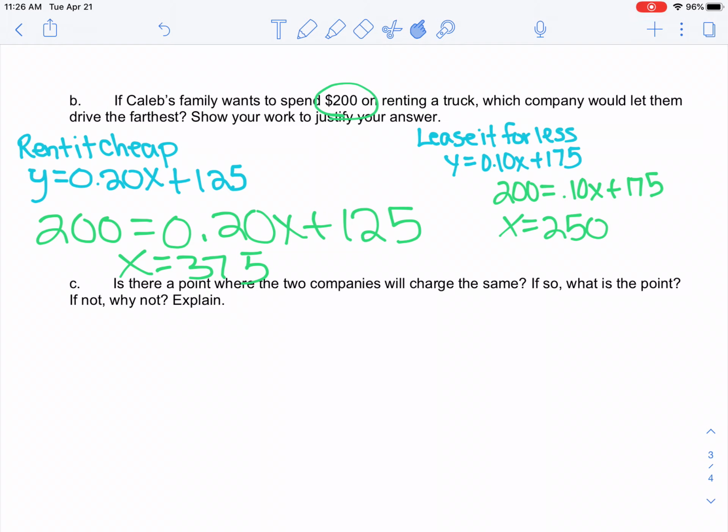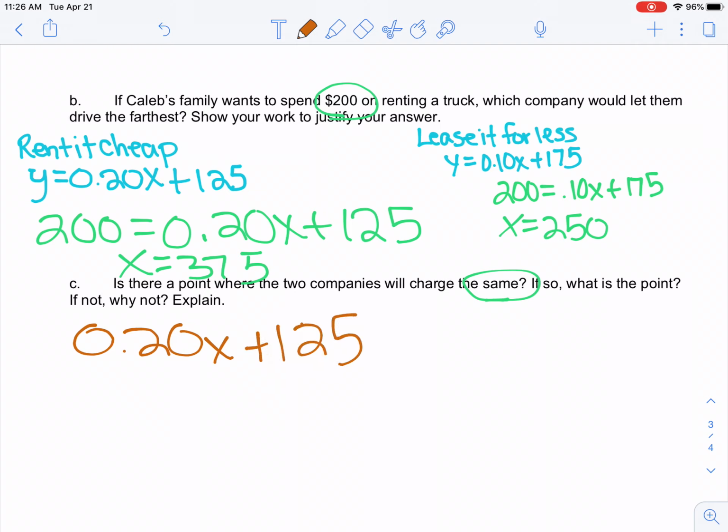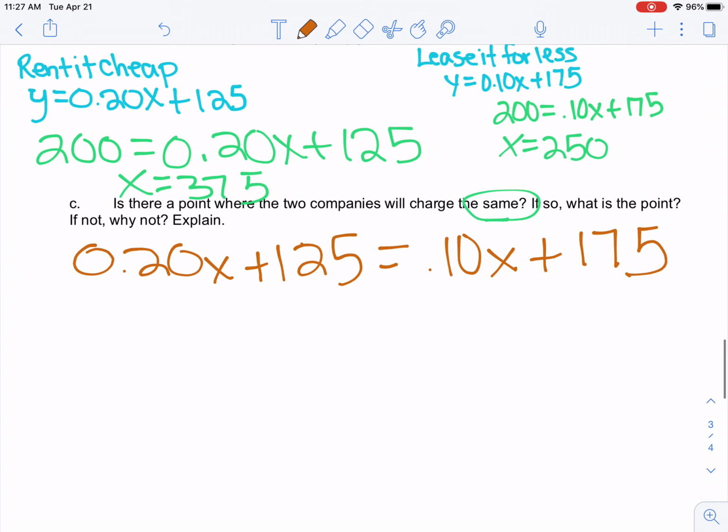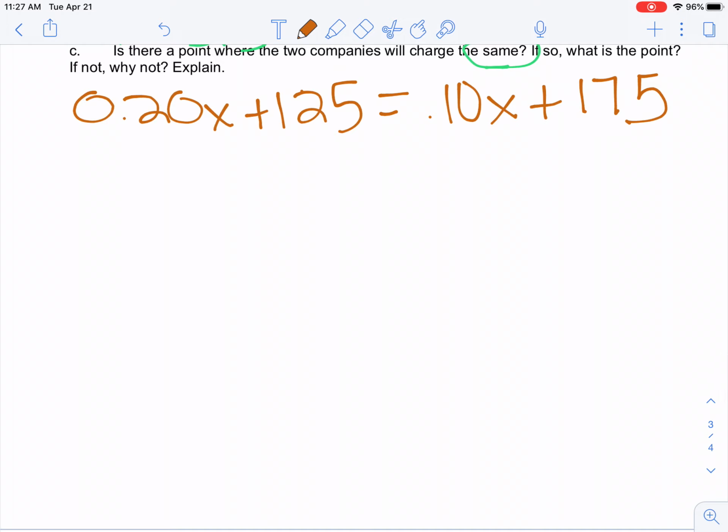Part C says, is there a point where the two companies will charge the same? So your keyword here is same. We're going to take the two equations: 20 cents times X plus the 125, and we set it equal to Lease It for Less, which was 10 cents per mile plus 175. We want to know when they're going to be the same, or equal to each other, so we set them equal to each other. This is the equal values method.